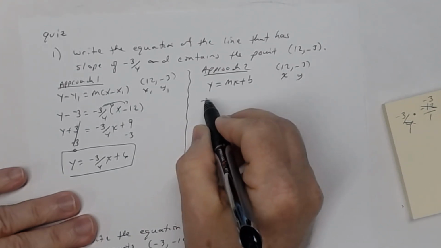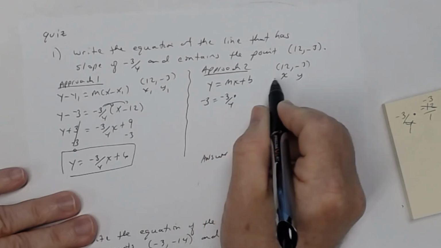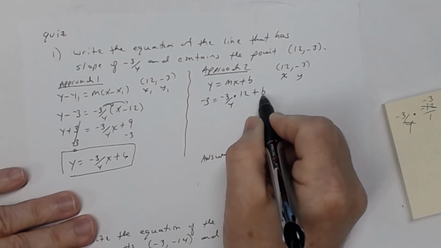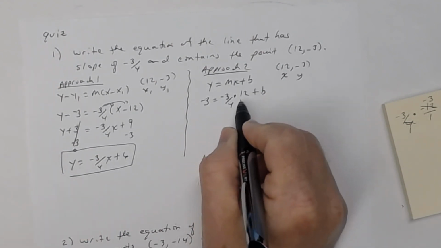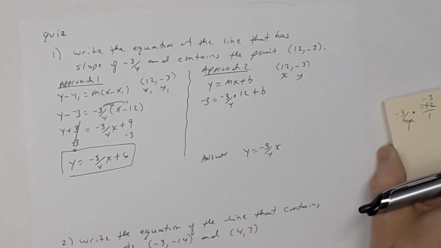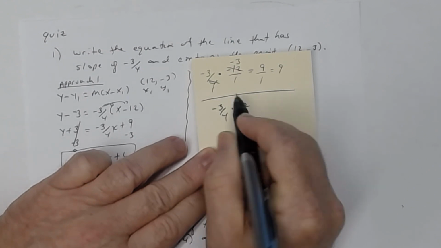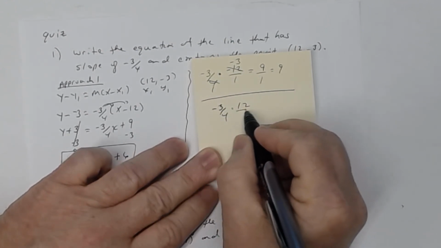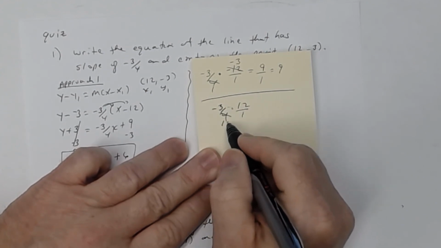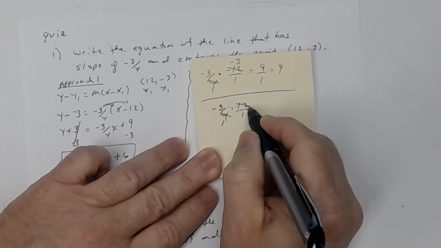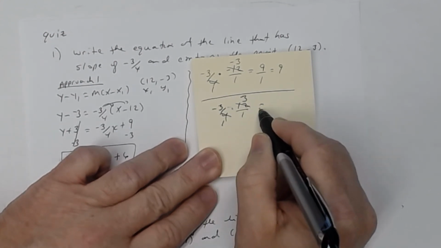So y is -3 equals the slope, which is -3/4, times x, which is 12, plus b. Now at some point you have to solve for b, but let's go ahead and multiply negative 3/4 and 12. So negative 3/4 times 12. So it's kind of like this one right here, right? So you'd say 12 divided by 1. You can reduce first, or you can multiply first and then reduce. Does not matter. 4 divided by 4 is 1. 12 divided by 4 is 3. Now, negative 3 times 3 is a negative 9.